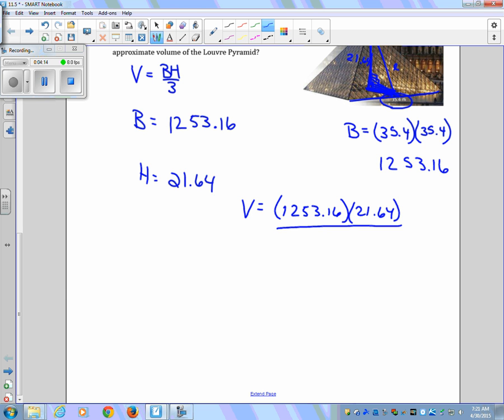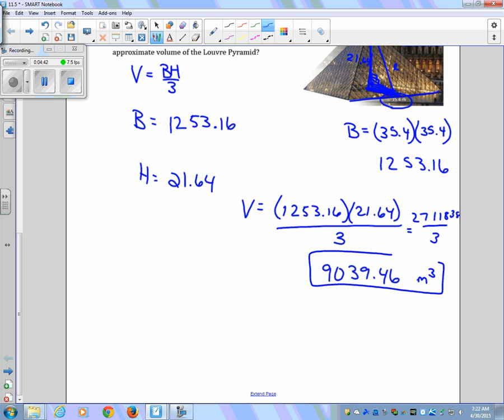divided by 3. So when we do this, we multiply these two together first, then push equals, get that total first, which is 27,118.38. Then divide by 3, and you get 9,039.46. And so the volume is measured in cubic meters. And that would be our answer there.